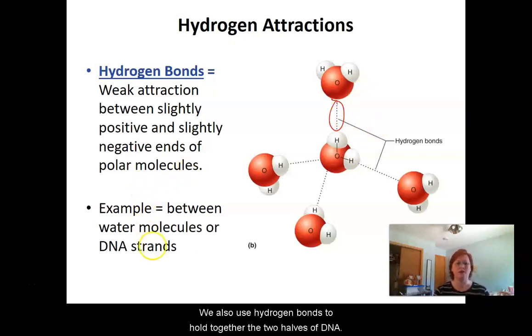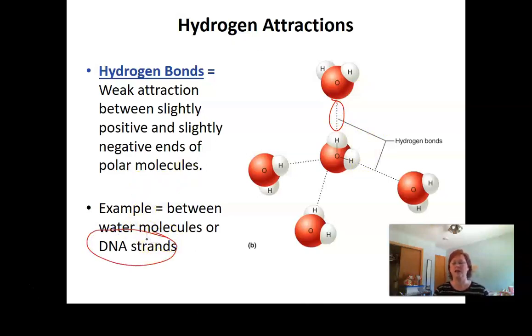We also use hydrogen bonds to hold together the two halves of DNA. Because they're very weak bonds, it's really easy then for us to split that DNA apart when we're dividing it and copying it for cell division.